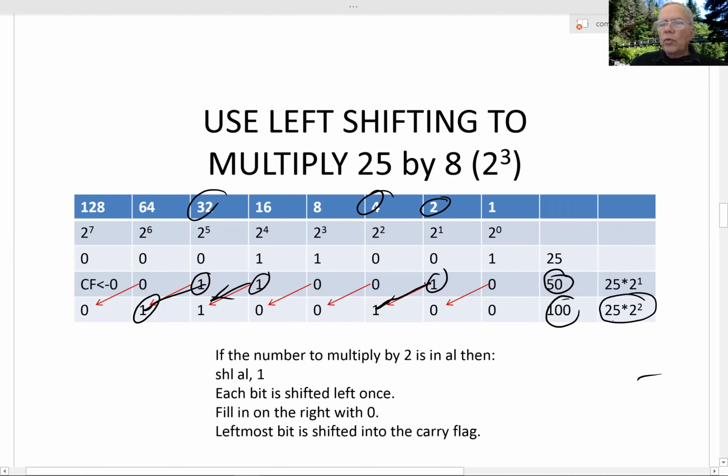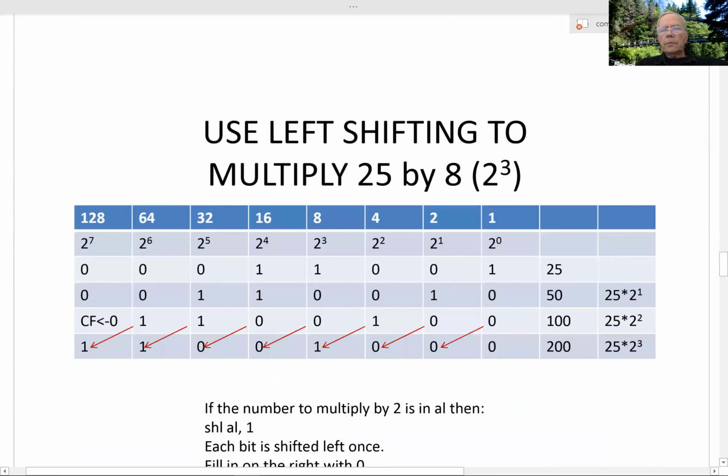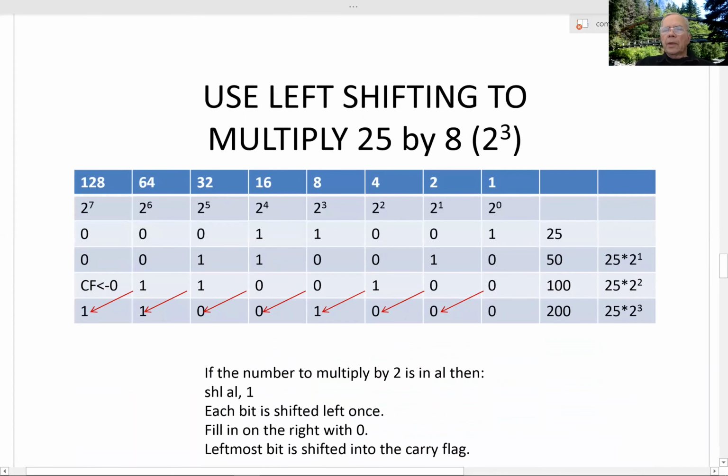We've done 2 left shifts, the exponent number of times to shift to get from 25 to 100. But we said times 8. This would be times 4. We've got to do one more left shift. So we have our 100, and we're shifting left again.